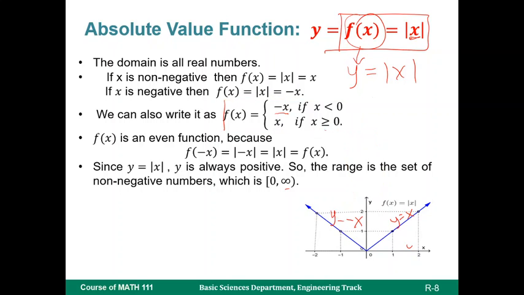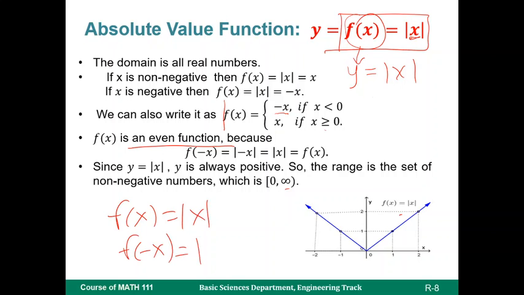And it's an even function. Okay, it's an even function. You can see that this way: f of x is equal to the absolute value of x, and f of -x is equal to the absolute value of -x, which, by the property of the absolute value function, is equal to the absolute value of x.